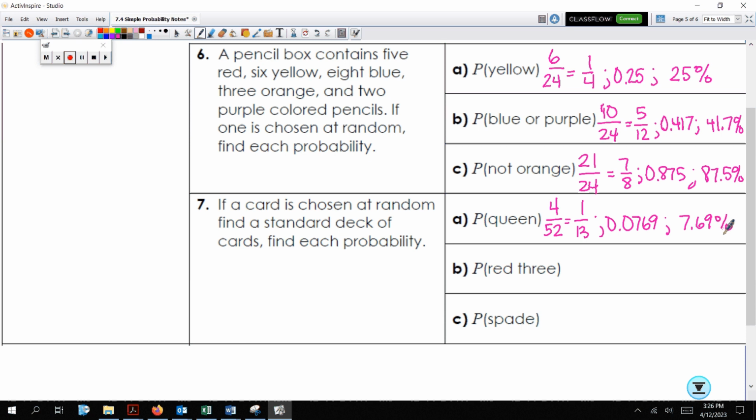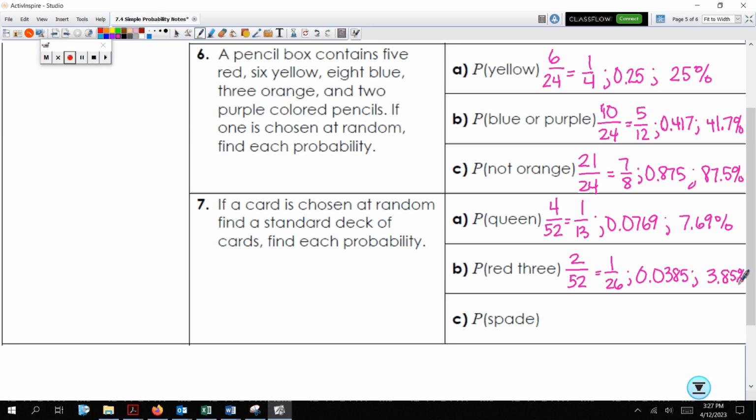All right, the probability it's a red 3. Well, half of the deck is red. So there are 2 red 3s out of the entire deck. So 2 out of 52, which is 1 out of 26. 1 divided by 26 is 0.0385. Times that by 100, and it's 3.85%.